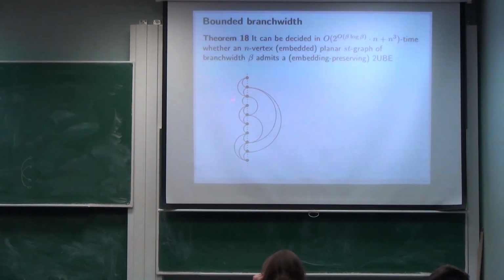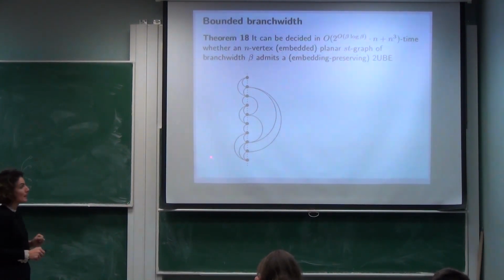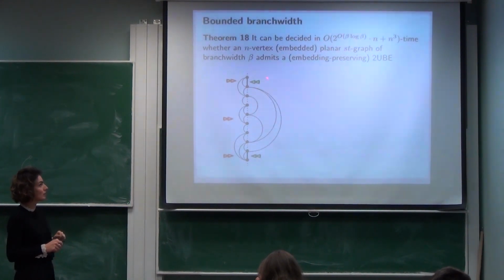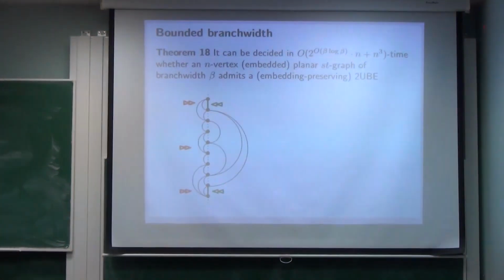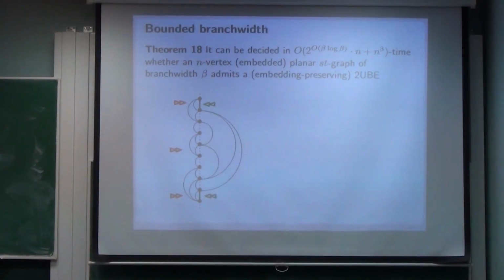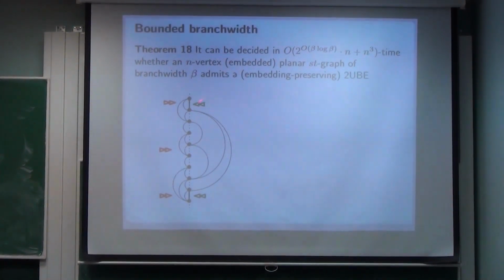So the main idea is the following. You look at this two-page upward book embedding, and you observe the following. What is actually important for augmenting it further? So assume that this is only part of the graph. It is important how the spine is visible from outside. And here you observe that the spine is visible just incident to the source, just incident to the sink, and from this side the spine is not visible at all.